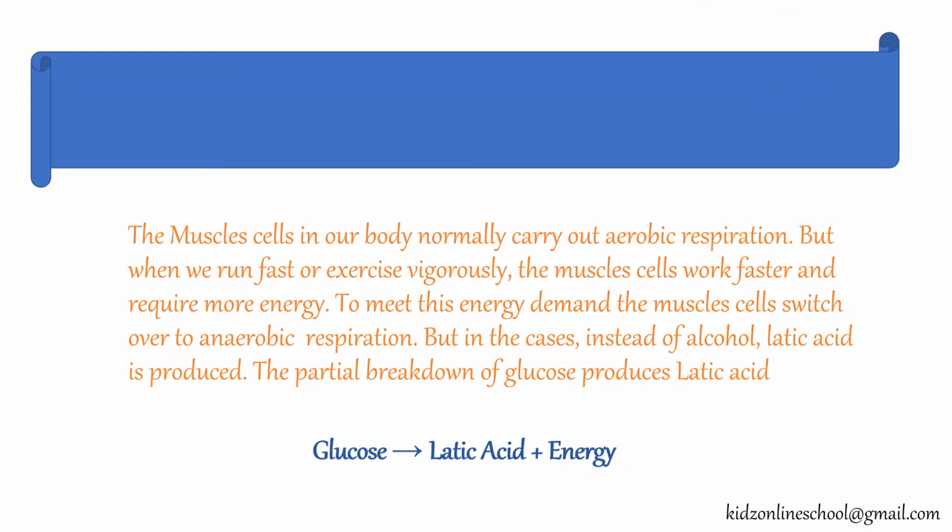The muscle cells in our body normally carry out aerobic respiration, but when we run fast or exercise vigorously, the muscle cells work faster and require more energy. To meet this energy demand, the muscle cells switch over to anaerobic respiration. But in these cases, instead of alcohol, lactic acid is produced. The partial breakdown of glucose produces lactic acid. Glucose equals lactic acid plus energy.